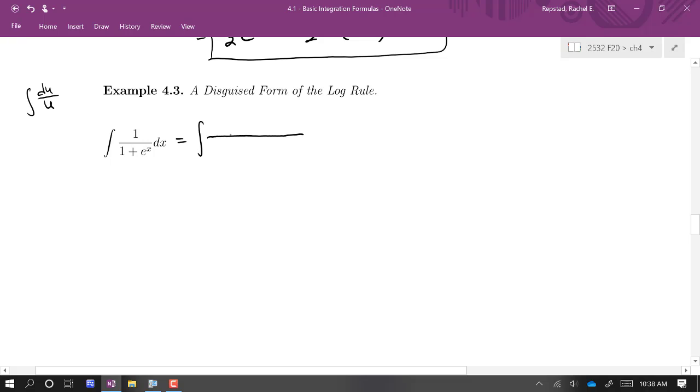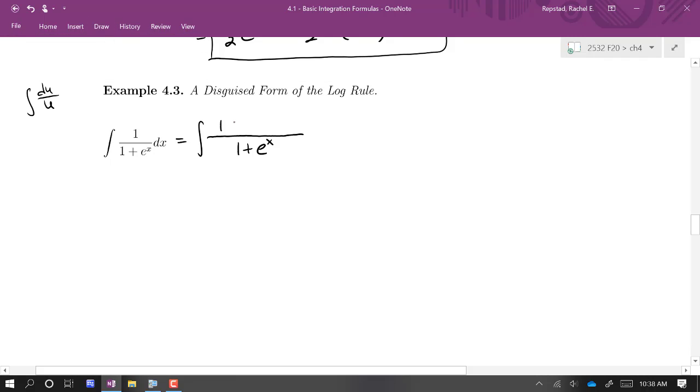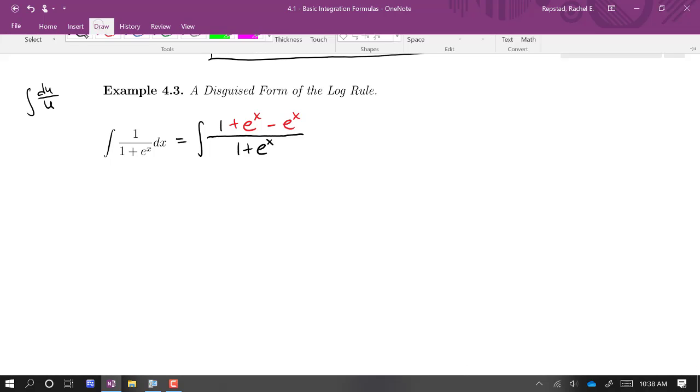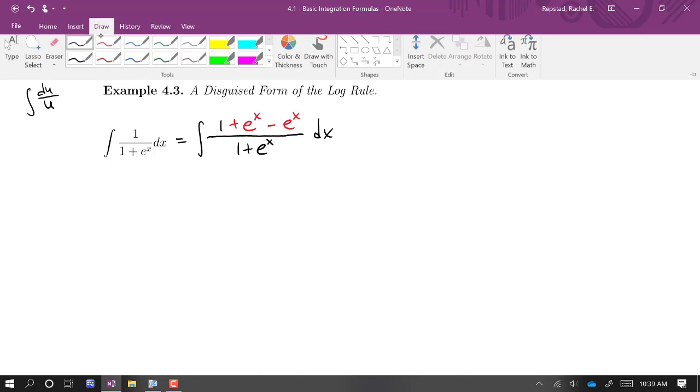I'm going to rewrite this, and I'm going to rewrite it by adding and subtracting the same thing. That's totally allowed. I'm going to add e to the x and subtract e to the x in the numerator. And then I'm going to split up this fraction, and also split up the integral at the same time. I hope that's all right.